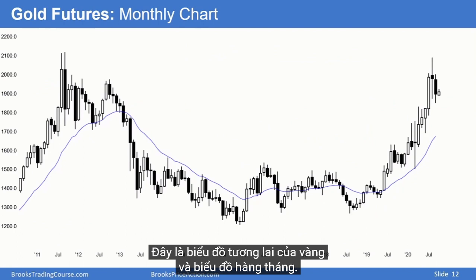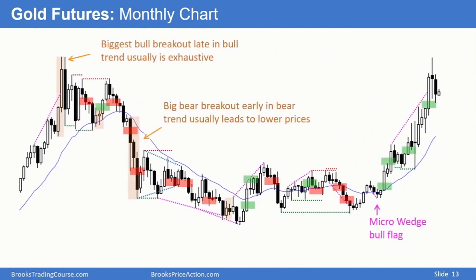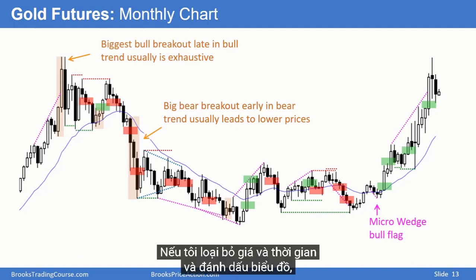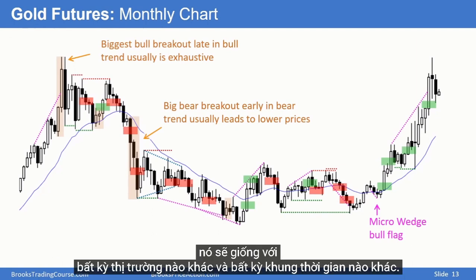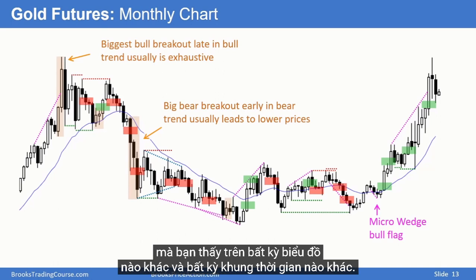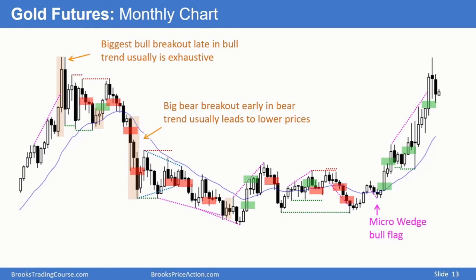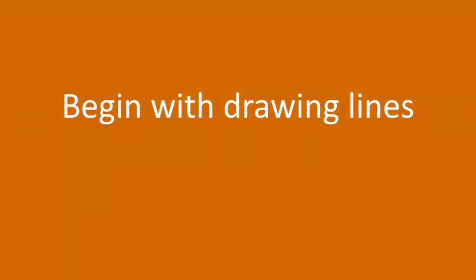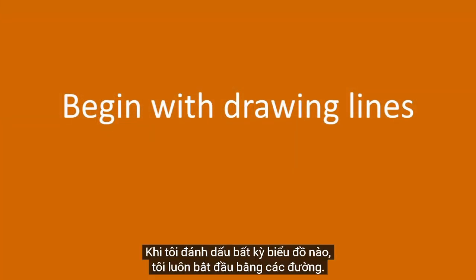Here's a gold futures chart, and it's a monthly chart. If I remove the price and time and mark up the chart, it looks the same as any other market and any other time frame. Again, this is a monthly chart, but it has the same patterns that you see on any other chart and any other time frame. When I'm marking up any chart, I'm always beginning with lines.